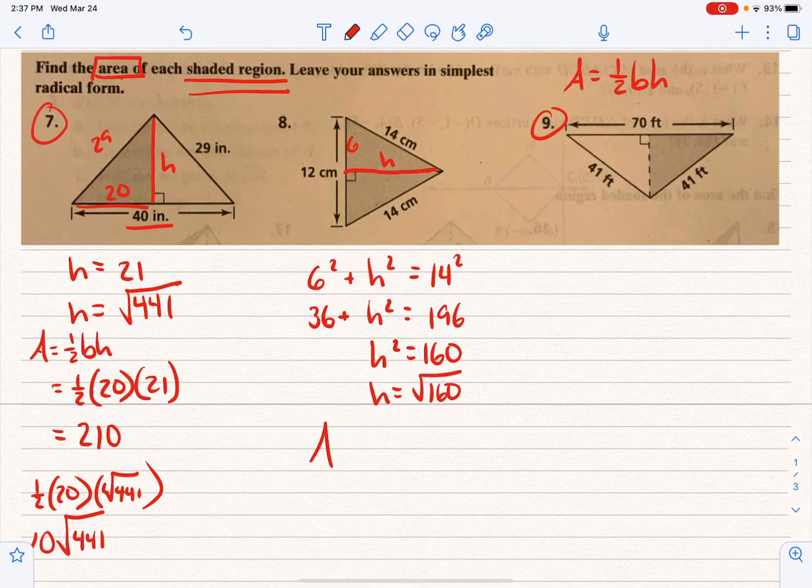And plug that in. You get the area is equal to 1/2 the base, which is 12, times the height, square root of 160. And half of 12 is 6. So I can say 6 times the square root of 160.